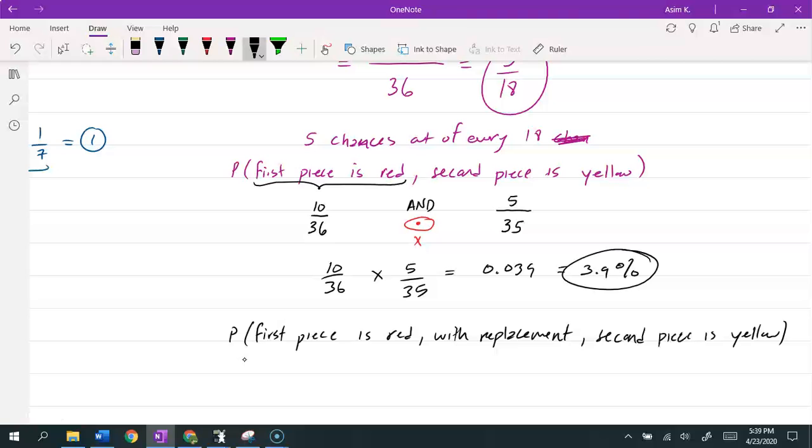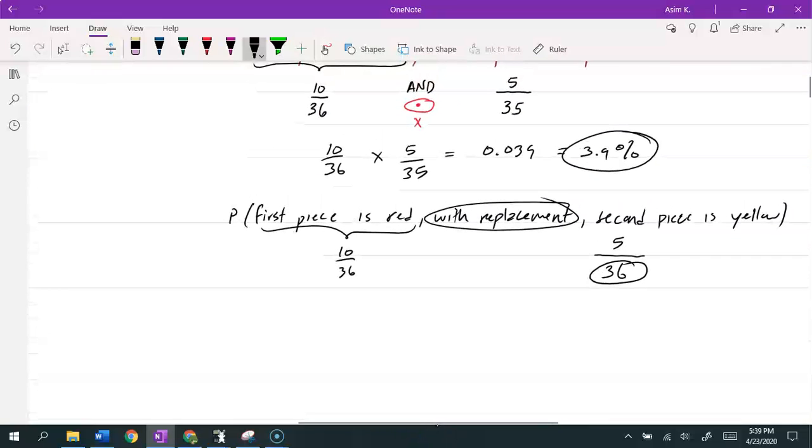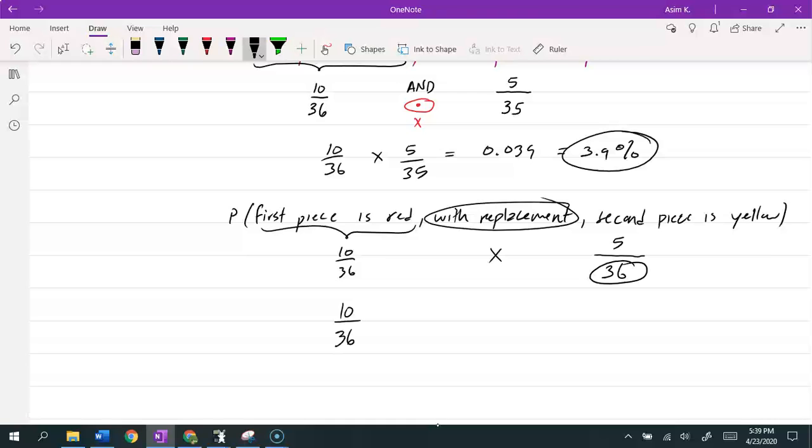Now what's going to happen? Well, when you're looking for the first piece being red, it's still 10 out of 36. There are 10 pieces that are red out of 36 pieces in that bag. But when you replaced it, whatever you got, you put it back into the bag. So now you have 36 in the bag, not 35 anymore. But how many yellows are there? There are still 5 yellows in that bag. So you're looking for both of these to occur, so you're still multiplying, okay? You're still multiplying 10 out of 36 by 5 out of 36.